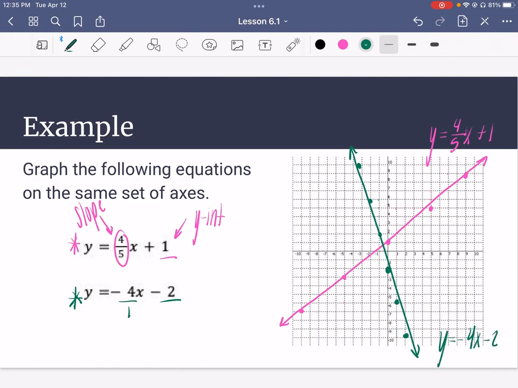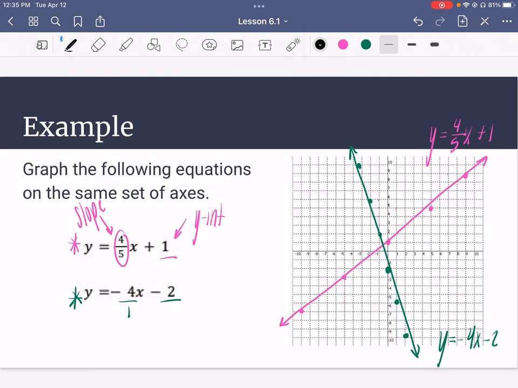Okay, now make sure when you do this, you're trying to fill the entire coordinate grid, not just a section of it. And then we have both of our lines plotted. So this is what we're going to talk about in a second.